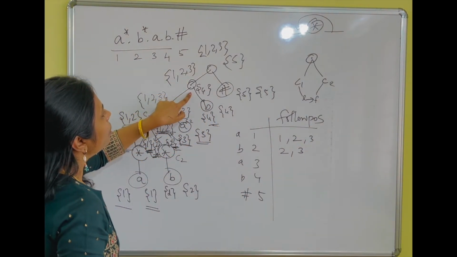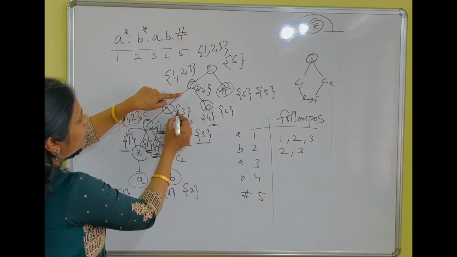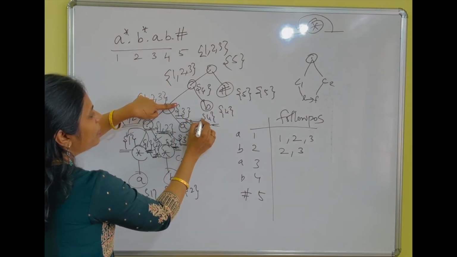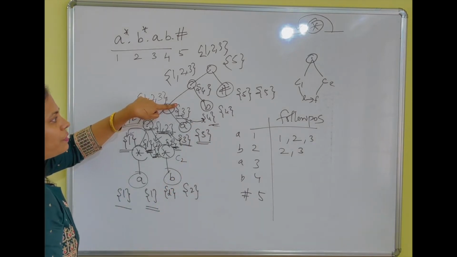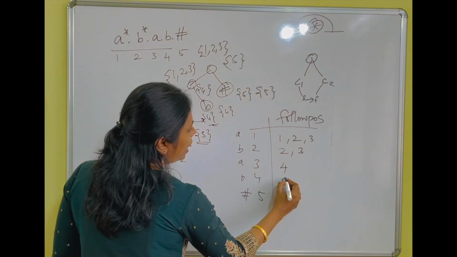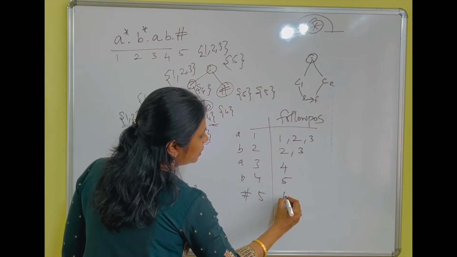Now go to this node. Okay, so it has 2 children. This is C1 and this is C2. Always the last position of C1 is followed by the first position of C2. For 3, it is 4. Similarly, for 4, it is 5, and for 5, it is 6.